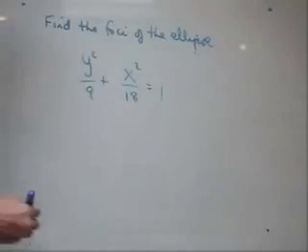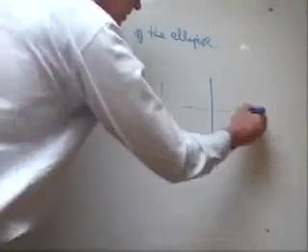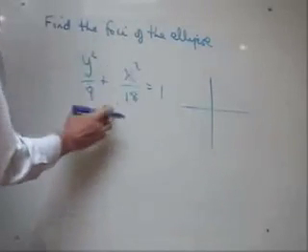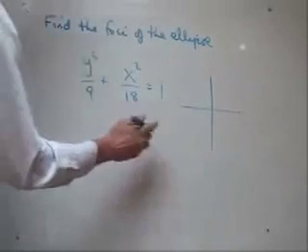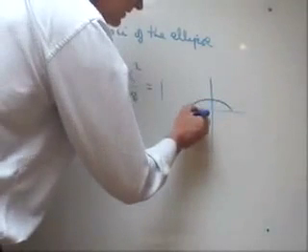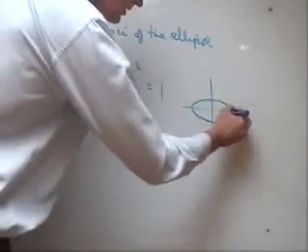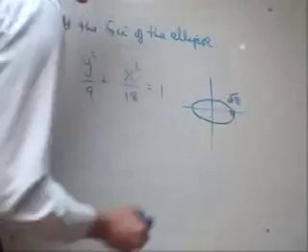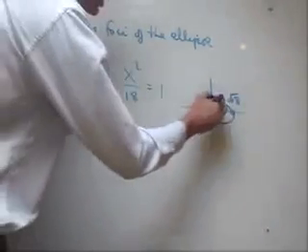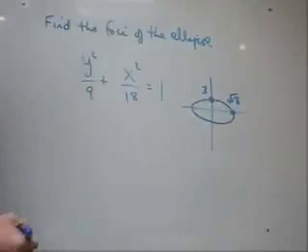Okay, find the foci of the ellipse. Let's just graph it out. We know it must be horizontal because the bigger number's underneath the x squared. So let's just do any ellipse like that. Root 18 will be that intercept, and root 9, which is 3, will be that. So that's what the ellipse looks like.